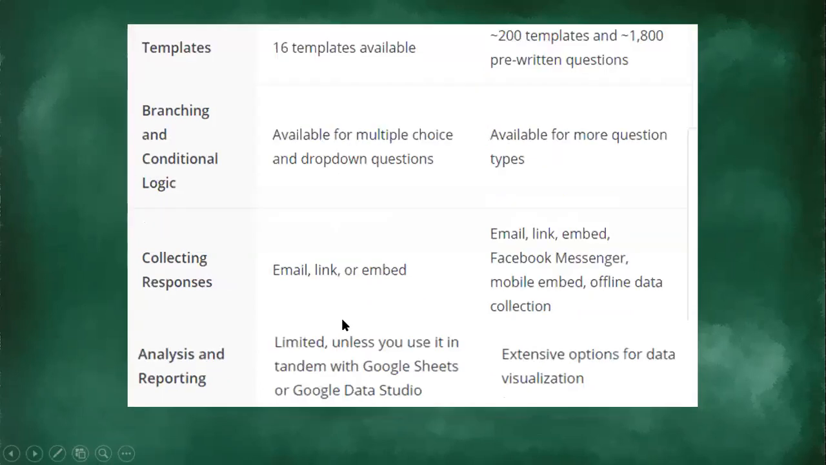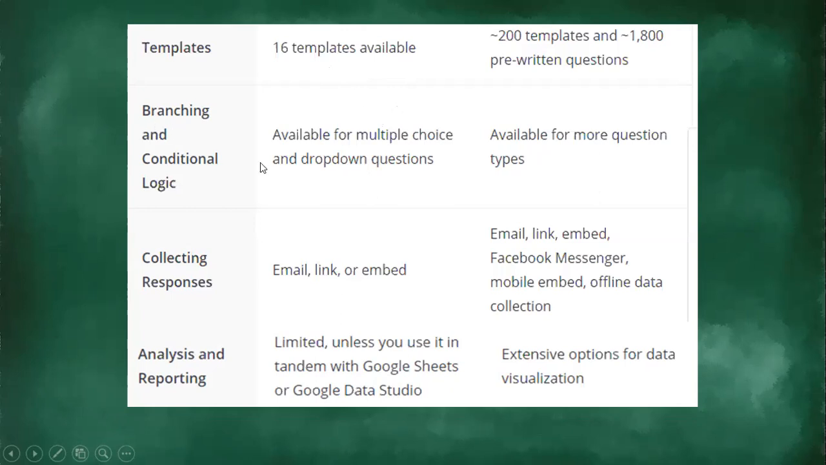Okay. Templates. Google Forms has 16 templates available, and SurveyMonkey has 200 templates and 1.8 thousand pre-written questions. With templates and pre-written questions, you can create your survey really fast and easily. With Google Forms, you have to come up with your questions, but it doesn't matter. 16 templates, I think that's enough. You can work on that.